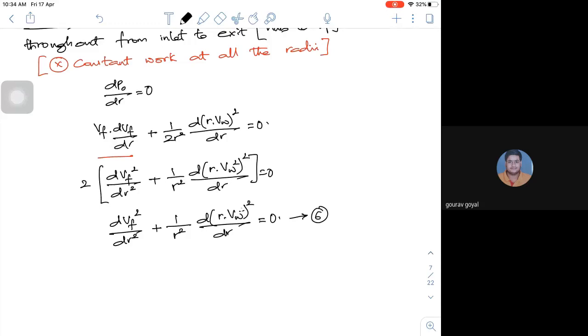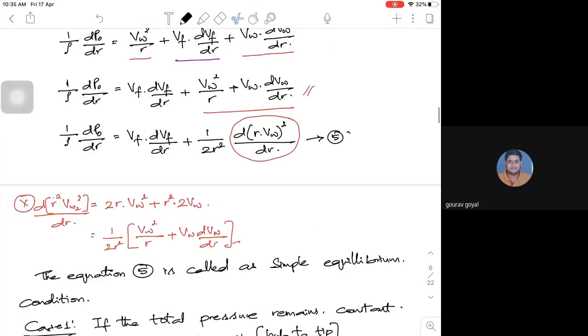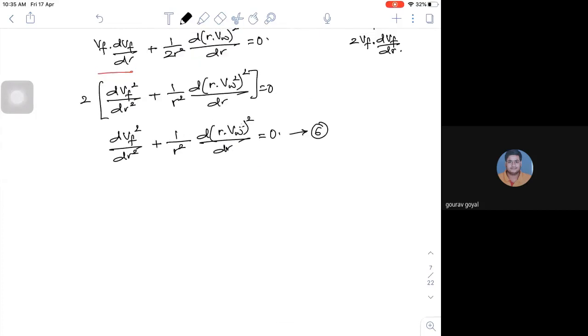You have Vf square. If I differentiate this, I'm going to get 2Vf into dVf by dr. This is what I'm writing here. So if I take 2 outside, this is d(Vf square) by dr square. Now this is equation 6. This is one particular condition, case 1, where we have this.